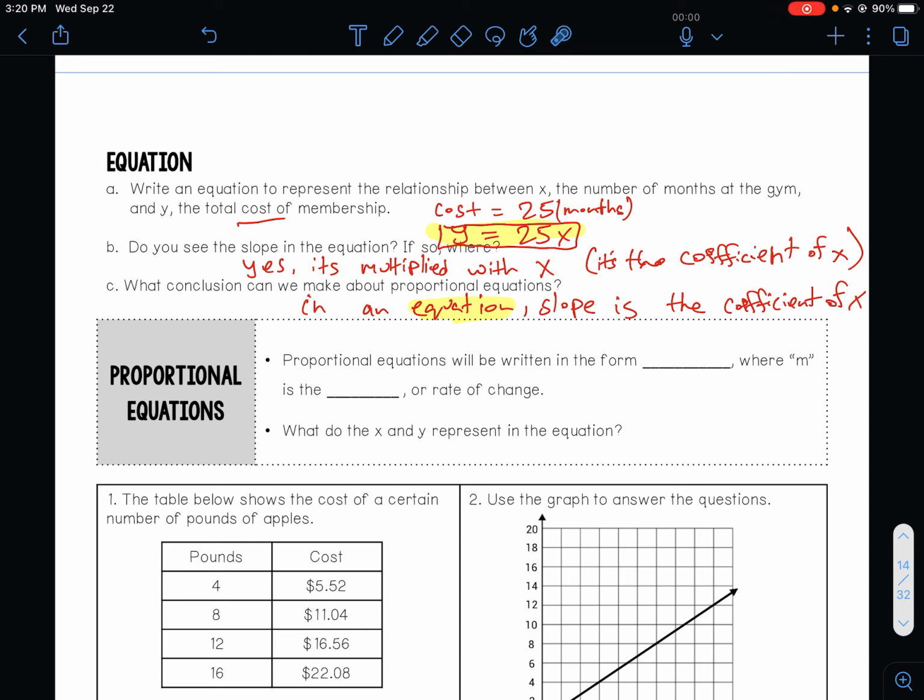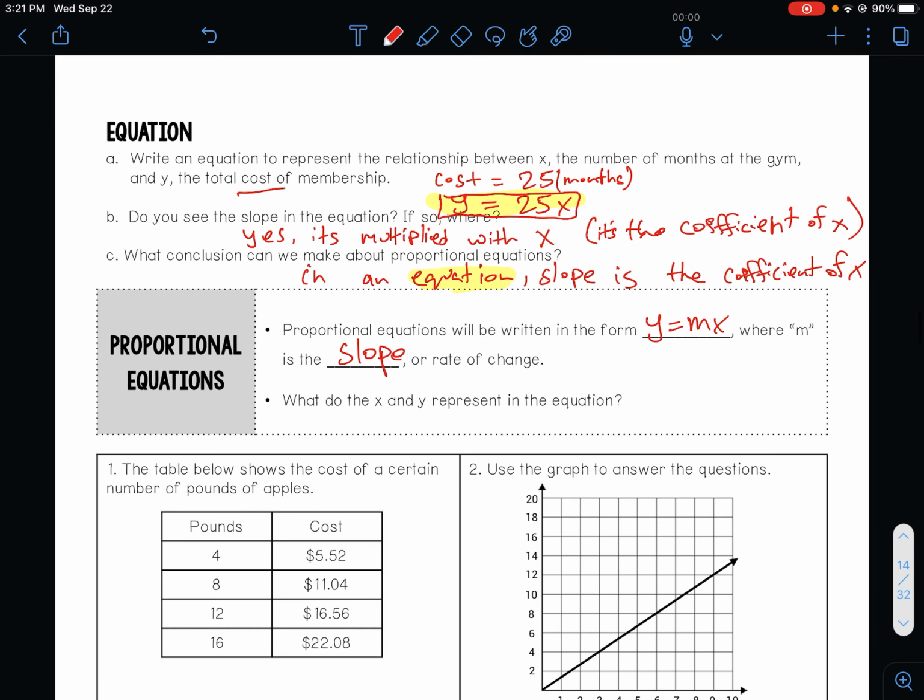So proportional equations will be written in the form of y equals mx, where m is the slope or rate of change. What do the x and y represent in the equation? Well, the x and y are the different input and output that would make the ordered pairs. So you could say it's the dependent and independent variables.